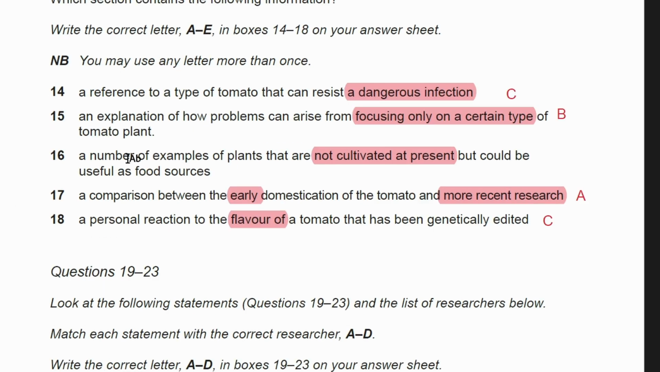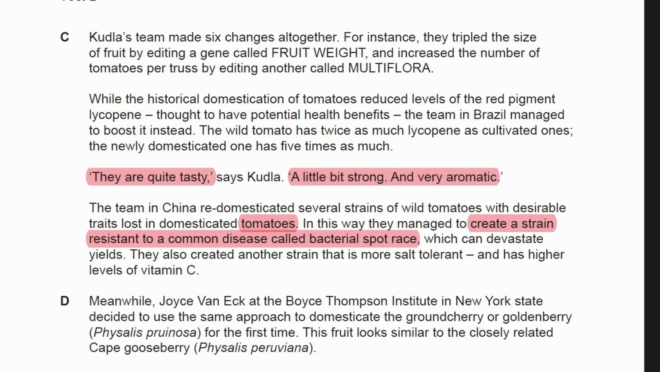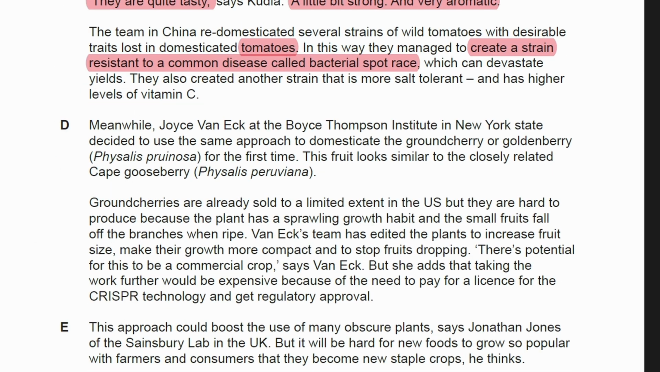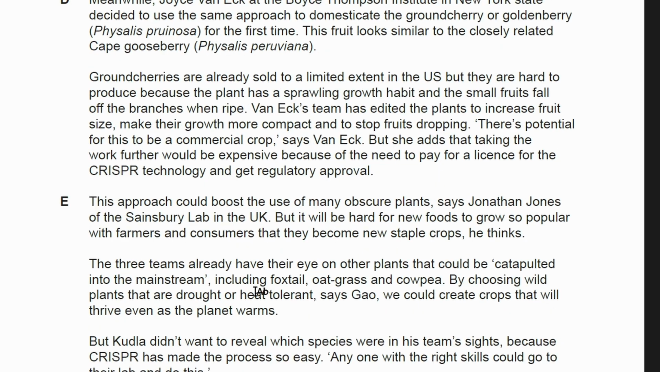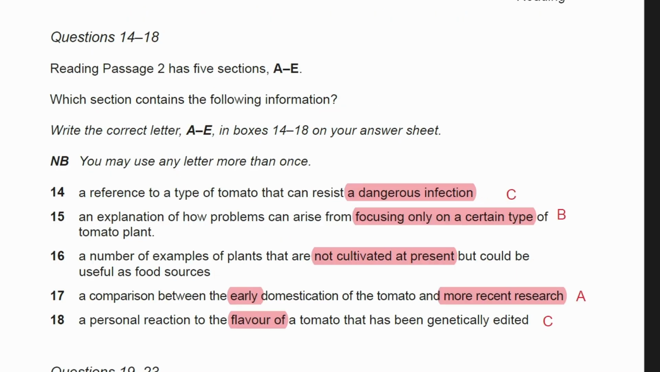The last key phrase is not cultivated at present, and we can find that in section E, second paragraph. If you look at this area, they provide examples of foxtail, oatgrass, and cowpea, and these are wild plants, which means they are not cultivated at present. Our answer to question number 16 is E.